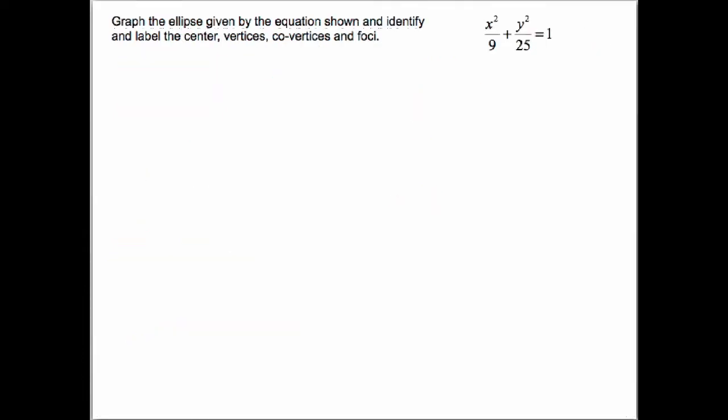Let's graph the ellipse that's given here and identify the center, vertices, co-vertices, and foci. So first thing I do is I realize since 25 is greater than 9, then the general form is x squared over b squared plus y squared over a squared equals 1, and that the y-axis becomes my major axis.